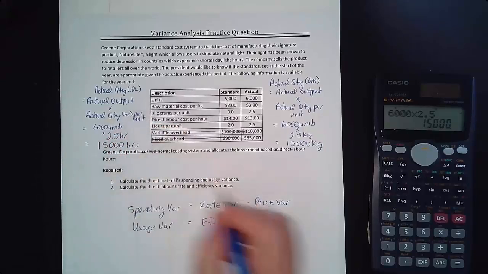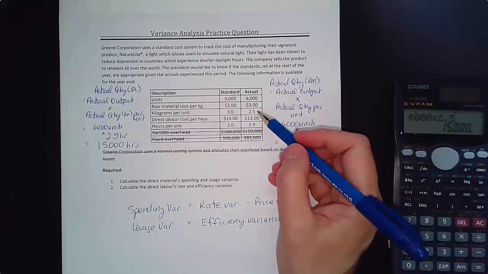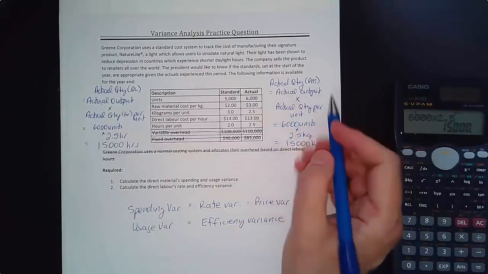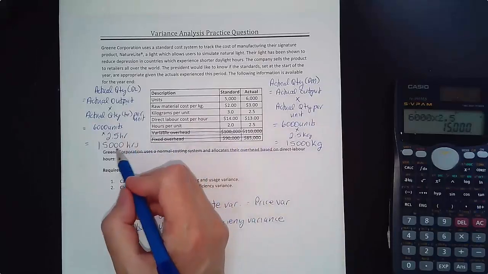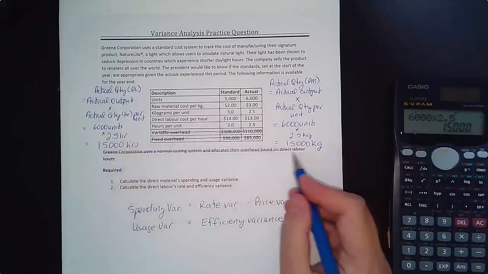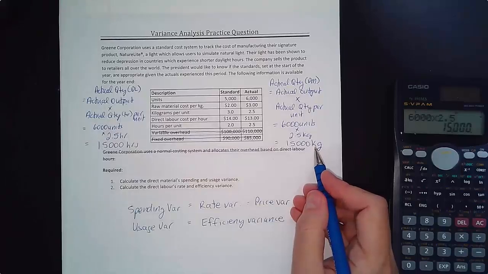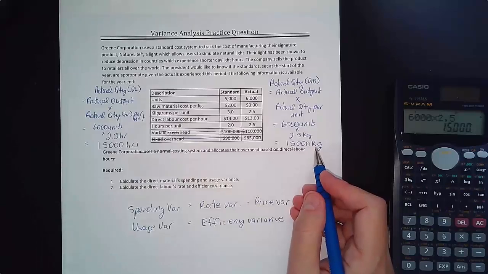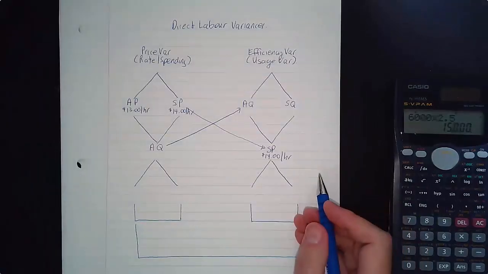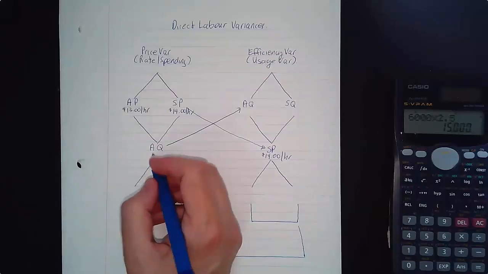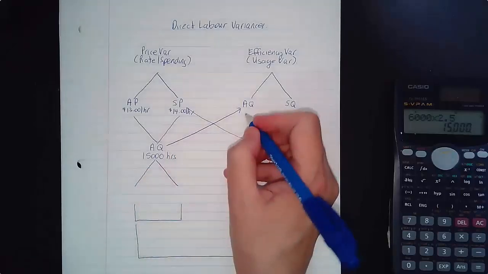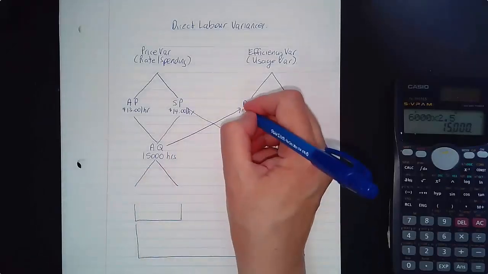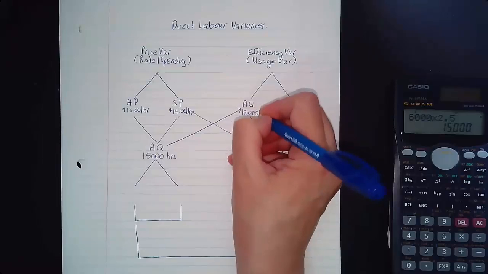Hours. So notice that just by chance, the kilogram for the direct material was 2.5 and the hours for the direct labor was 2.5. So they ended up with 15,000 hours and 15,000 kilograms. It's just a fluke that these are identical. They are never identical in any other instance. All right, let's fill this in. Actual quantity for my price variance is 15,000 hours. And I can use it as my actual quantity for the efficiency variance, 15,000 hours.